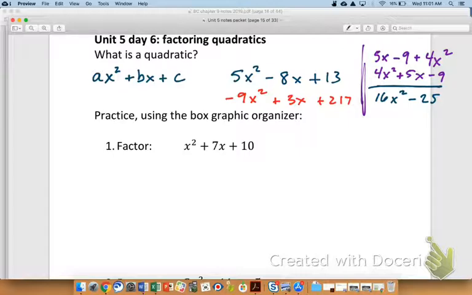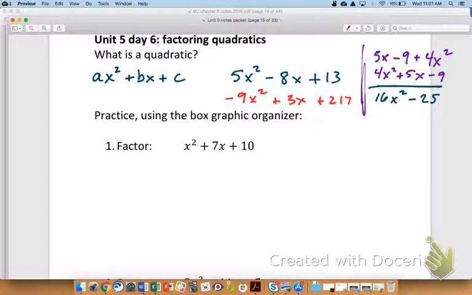So would it be fair to say that the b term is missing? The b is missing. So what do you think the b is here? 0. Because isn't 0 times x 0? We probably wouldn't write that, would we? We wouldn't write 16x squared plus 0 minus 25. We'd leave the plus 0 off, wouldn't we? So this is a quadratic. We'll come back to that one at a later time.